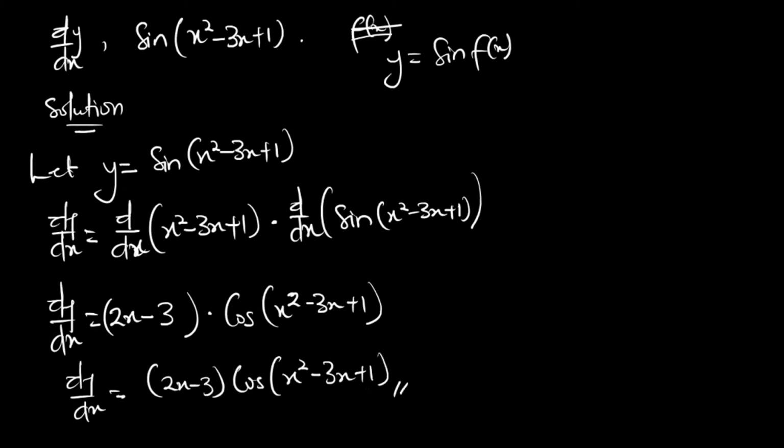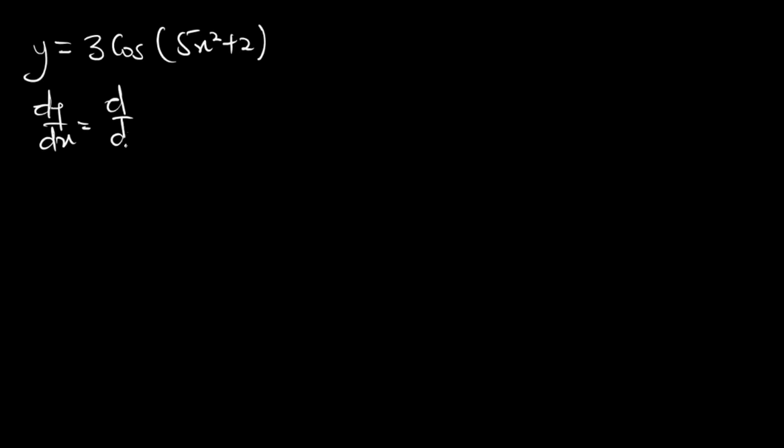Alright, so let's have a look at another example. So we are to find dy/dx if the function y is equal to 3 cos of 5x squared plus 2. Alright, so from here I can say my dy/dx is equal to d/dx of the entire function over here, which is 3 cos of 5x squared plus 2.